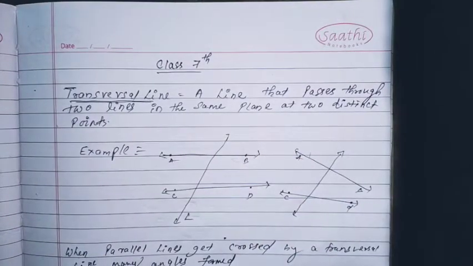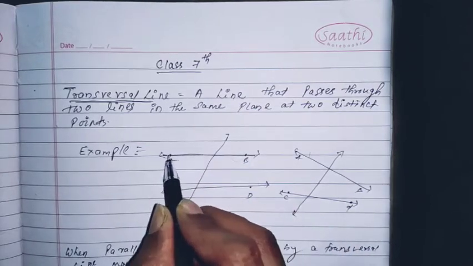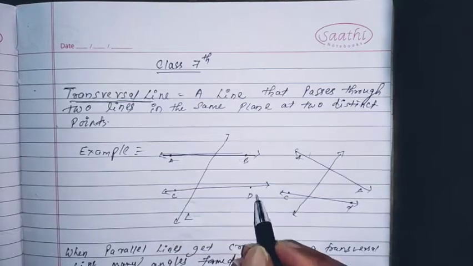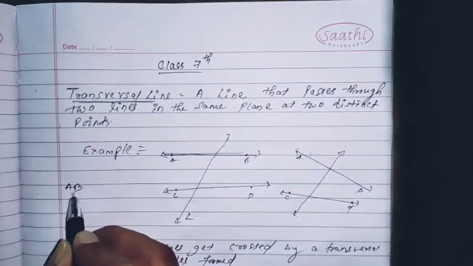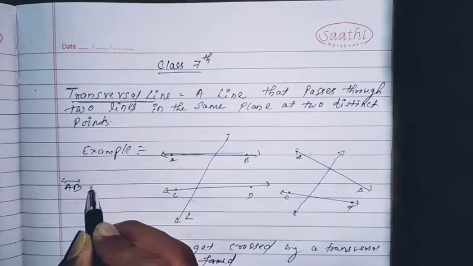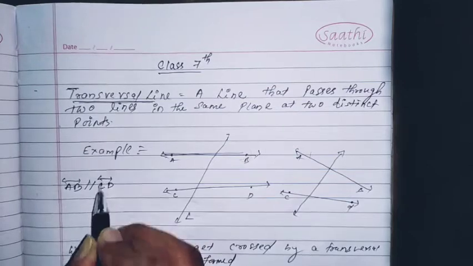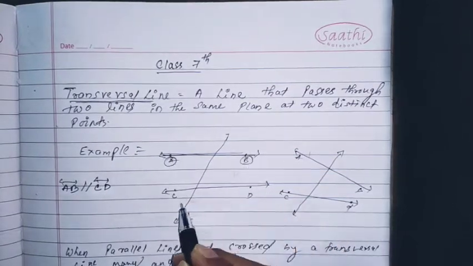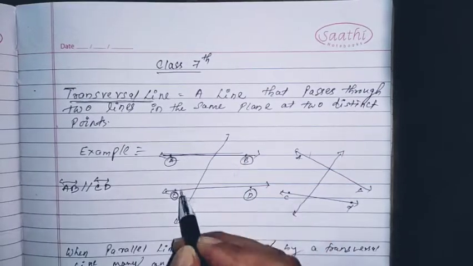Okay. So for example, let's consider AB. A and B is one line, and C and D is another line. So line AB is parallel to CD. So AB and CD are parallel to each other.